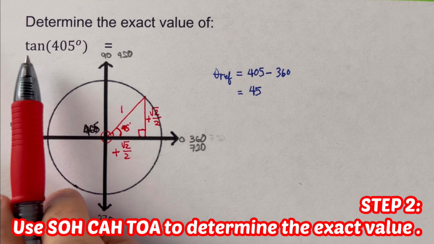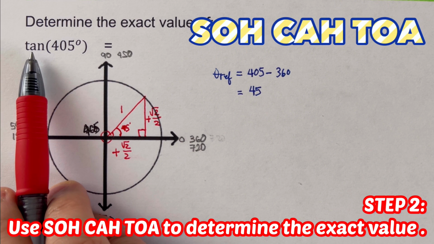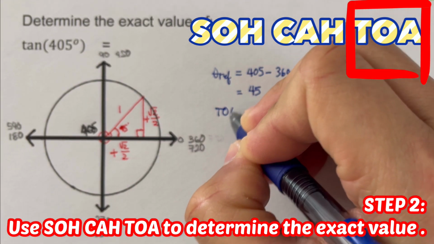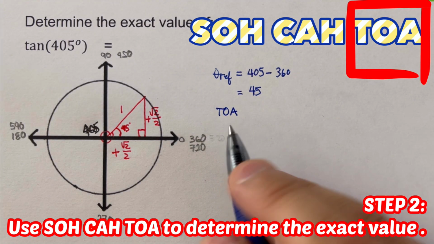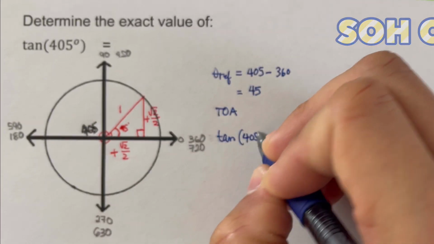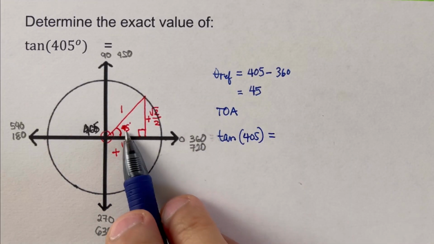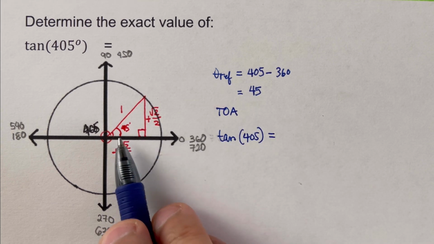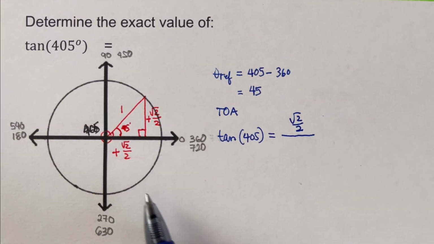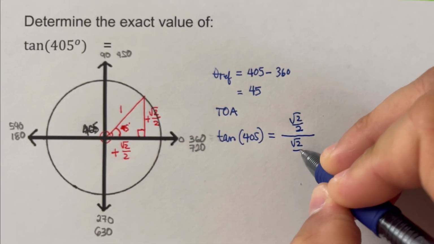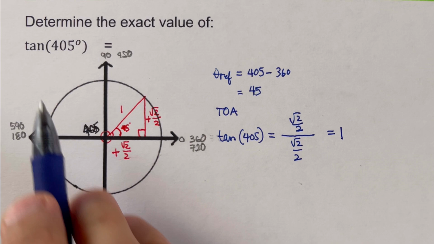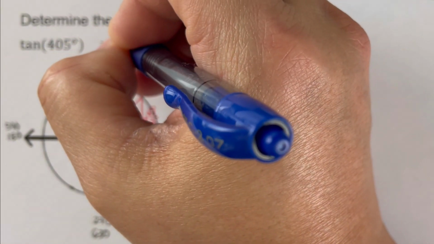Looking at this, we have tangent. So we're going to use SOHCAHTOA. Since that is tangent, we're going to use the TOA. We remember that TOA is opposite over adjacent. So we can go ahead and write tangent 405 is equal to the opposite. The side opposite to 45, which was our reference angle, is square root of 2 over 2, which is positive, and that is over the adjacent, which is square root of 2 over 2. Dividing this would give us 1. So the exact value for tangent 405 is 1.